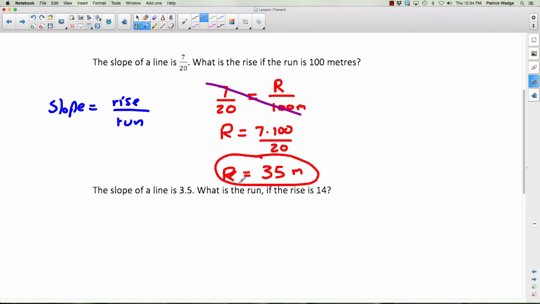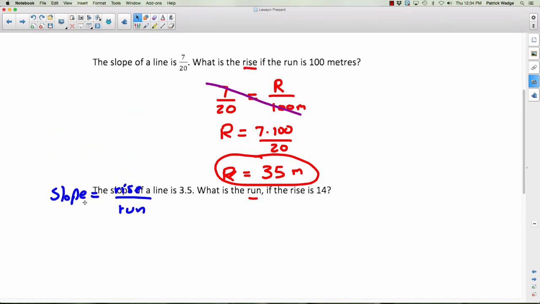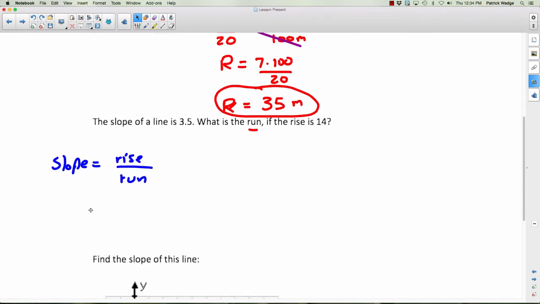Okay, the next one's very similar, except this time you're looking for the run. In the last one we were looking for the rise, but now we're looking for the run. But it's really just the same sort of thing. So let me move our formula down. The slope of a line is 3.5. So we can put 3.5 equals, right? We just replace slope with 3.5. The rise is 14. So our top number is going to be 14. And our bottom number, the run, we don't know. That's the thing we're trying to figure out. I'll put n this time.